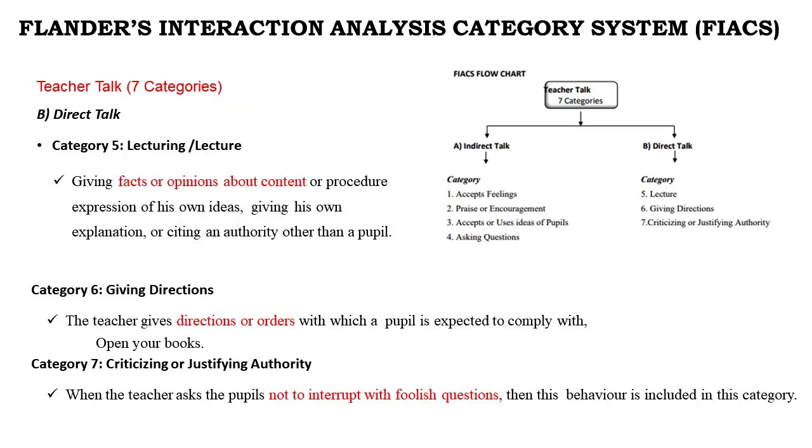B. Direct talk. The next 5th to 7th categories represent the teacher's direct influence. Category 5, lecturing. Giving facts or opinions about content or procedure, expression of his own ideas, giving his own explanation, or citing an authority other than a pupil.